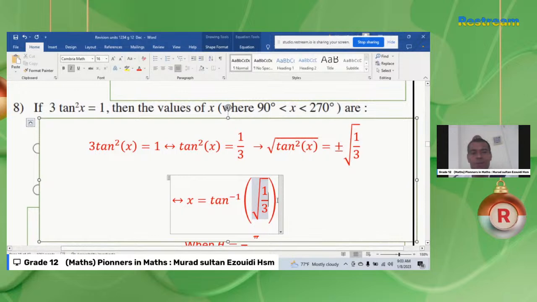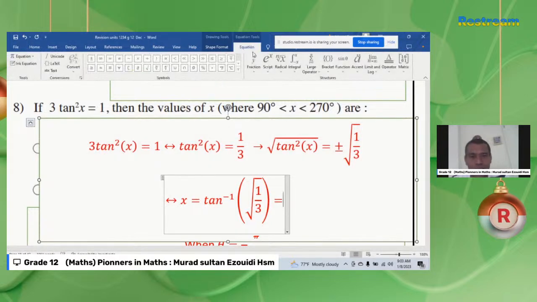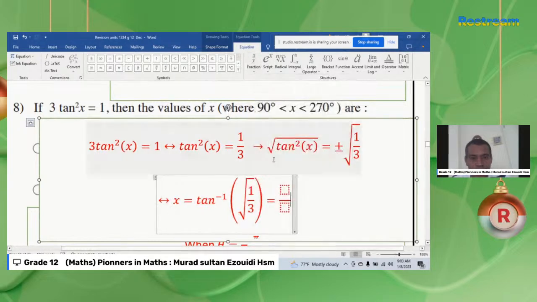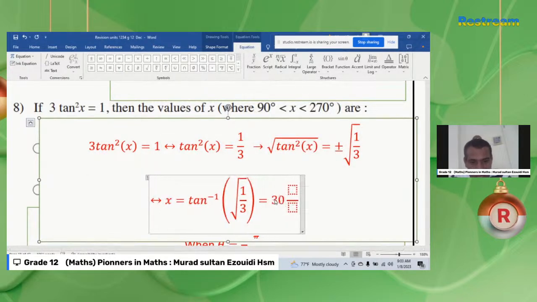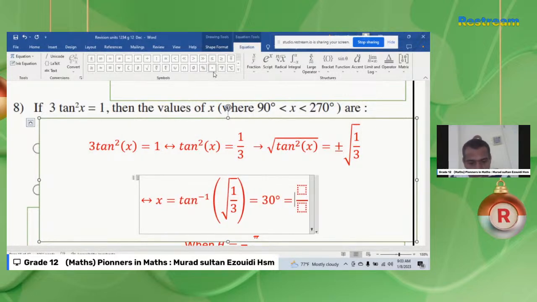If I am going to use a calculator, you will do it like this: shift tangent of 1 divided by the root of 3. This will give me exactly pi over 6, or 30 degrees.